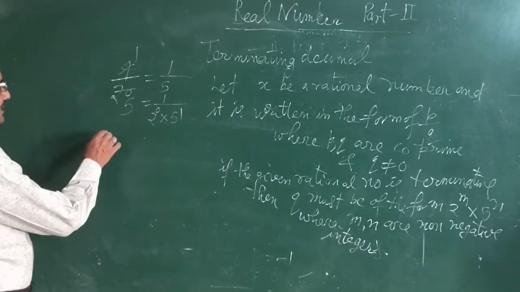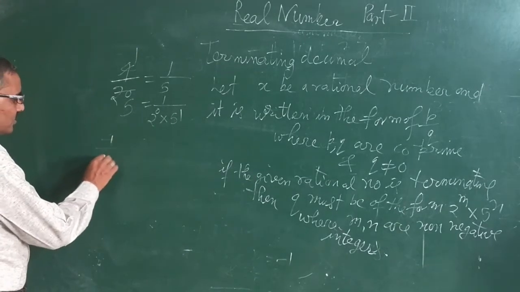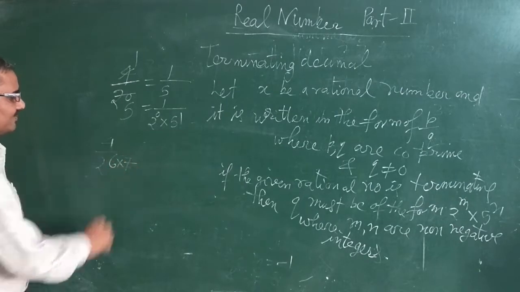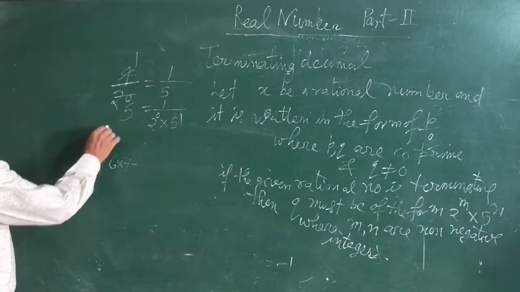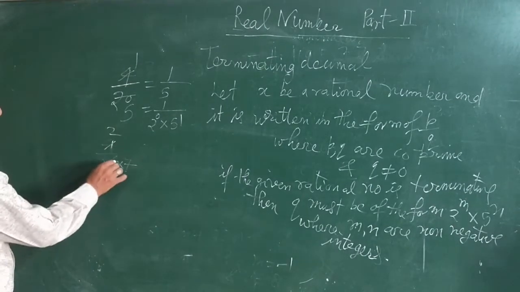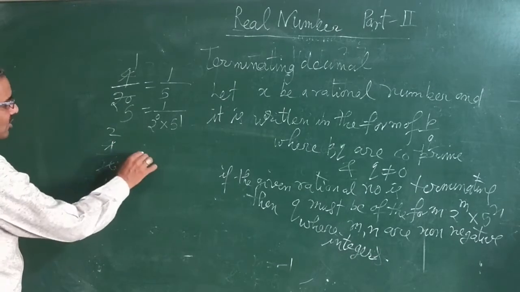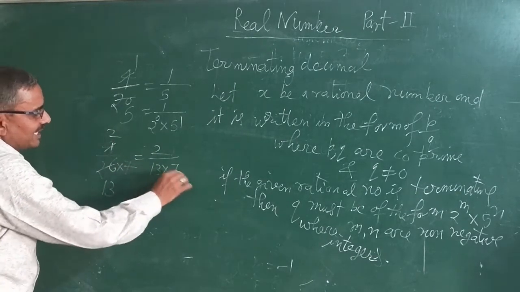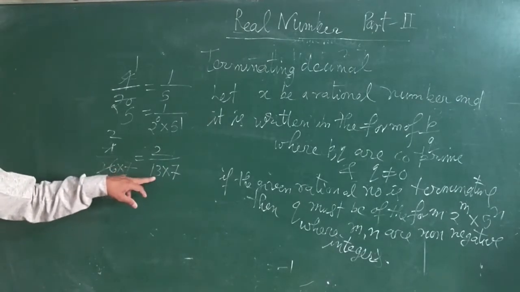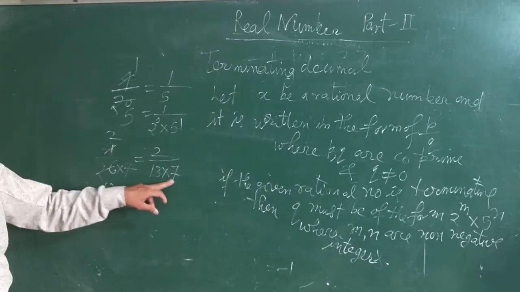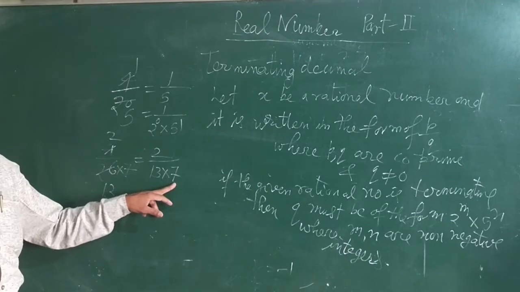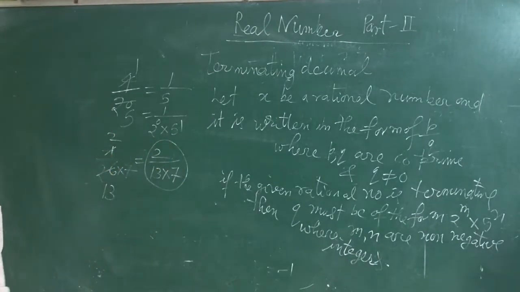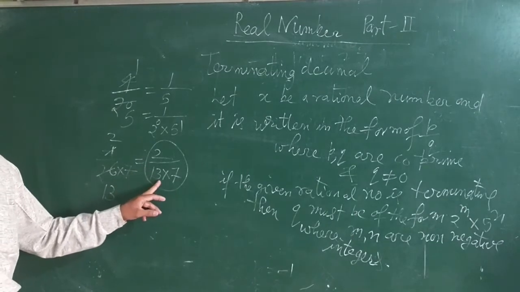But if it is written as 4 upon 26 into 7, you get 2 ones are 2, 2 twos are 4, 2 thirteens are 26. Now this is equal to 2 upon 13 into 7. Here the values of q are 13 and 7. Both are prime numbers. So 2 upon 13 into 7 will never terminate.